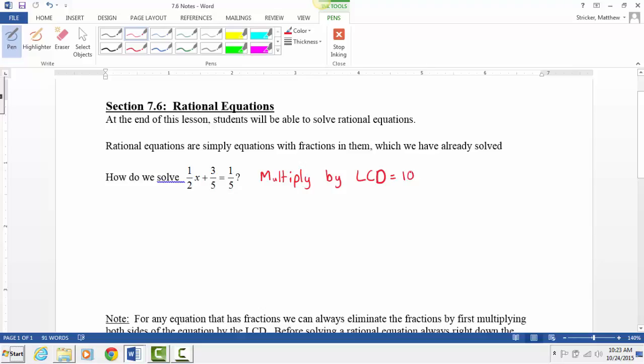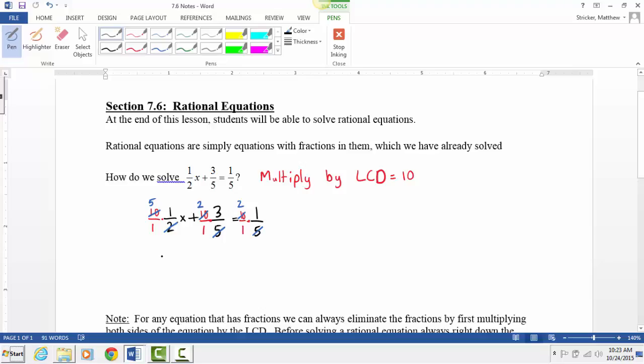It would be 10. And so what we do is we take the 1/2 x and the 3/5 and the 1/5, and we multiply all three terms by 10. And sometimes students like to write that as 10 over 1. You can do that. 10 over 1 times the second term, and 10 over 1 times the 1/5. And the advantage of that is, well, the 2 goes into the 10 5 times, there goes that denominator. The 5 goes into the 10 2 times, there goes that denominator. And also this 5 goes into 10 twice, there goes that denominator. All our denominators are gone.